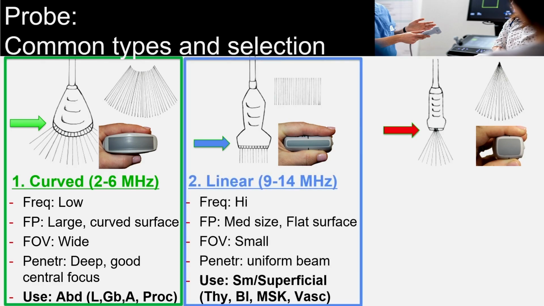The second one outlined in blue is our linear transducer or probe, typically 9 to 14 megahertz. That's a relatively high frequency transducer, medium size, flat surface, small field of view, very uniform beam, almost like a rectangular beam that comes out.